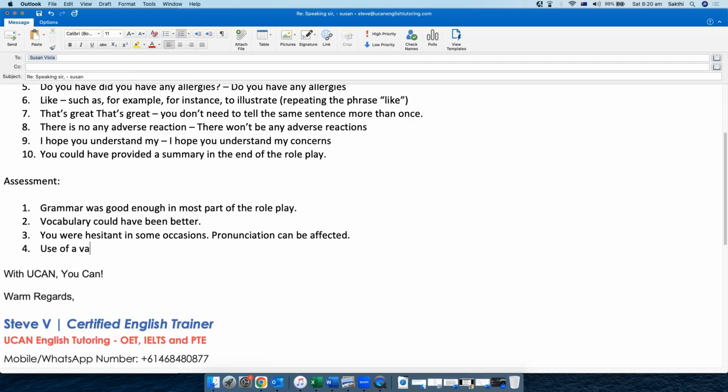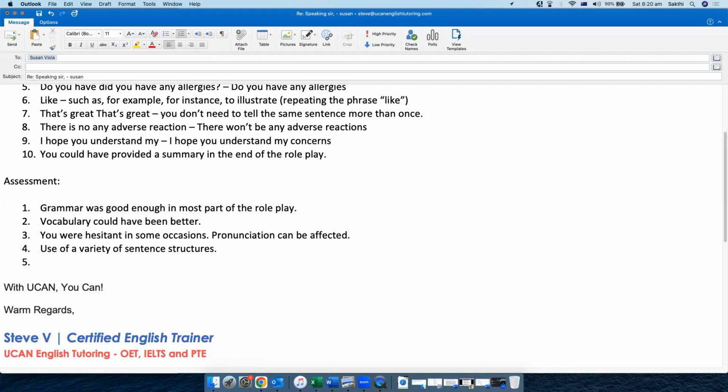Use of a variety of sentence structures, such as simple, complex, and compound could have been a bit better because you haven't used most of the simple, complex, and compound sentences, but you have used only one or two sentence structures. But you could have used a variety of sentence structures. That is one of the recommendations.